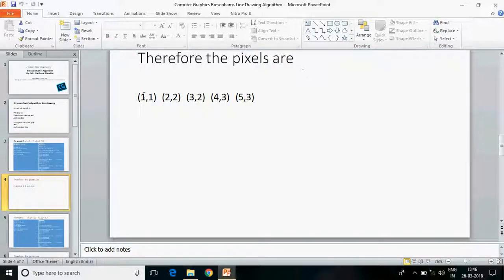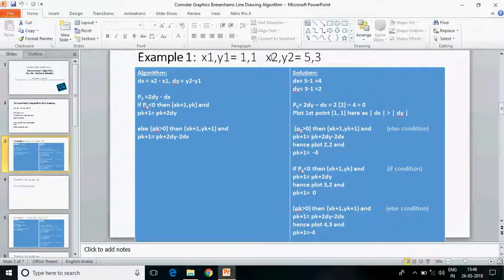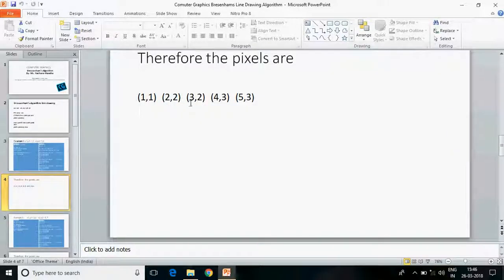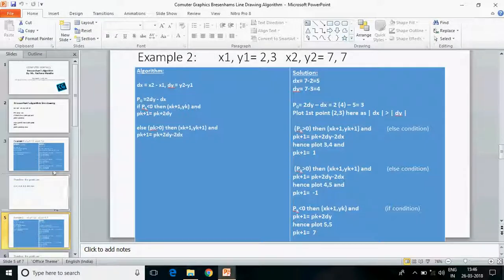And the pixels are: we start at 1, 1, like in our example the starting point is 1, 1, and then we have calculated 2, 2, 3, 2, 4, 3, ending with the last point or the other end point of the line. So this is one example for Bresenham's line drawing.